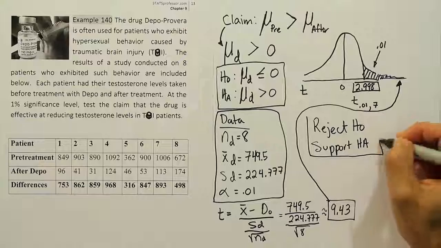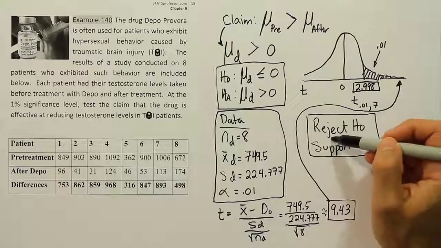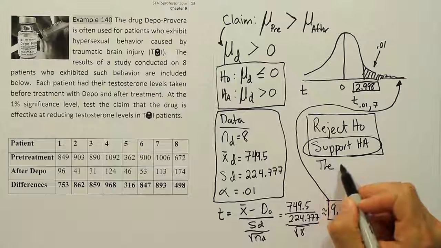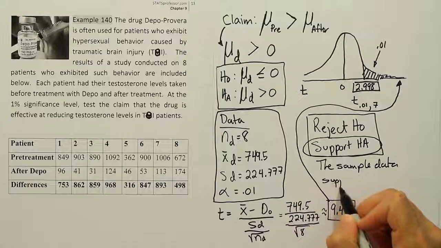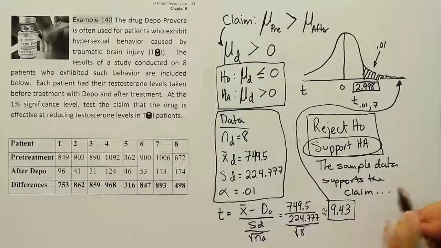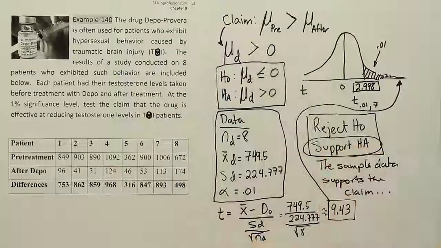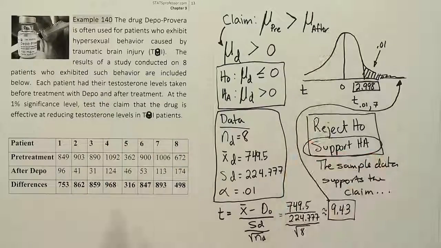And with that pair of initial conclusions, we'll look at our claim and say, hey, our claim in this case was HA, so we should use this wording. We're going to say we support the claim. The sample data supports the claim. And what is that claim? Well, the claim is that essentially taking this drug, Depo-Provera, will lower the testosterone levels. So after injection of this drug, they'll have lower testosterone levels, these patients that have had a traumatic brain injury, which has raised those levels artificially.